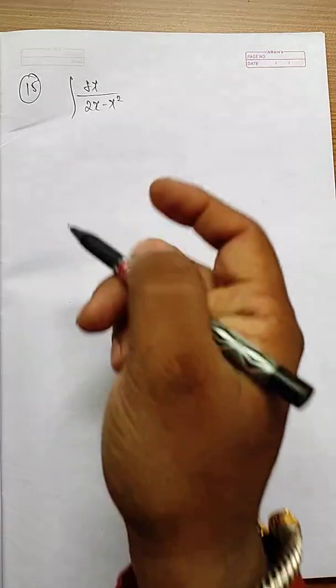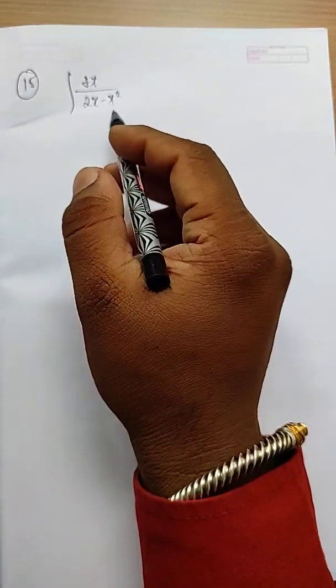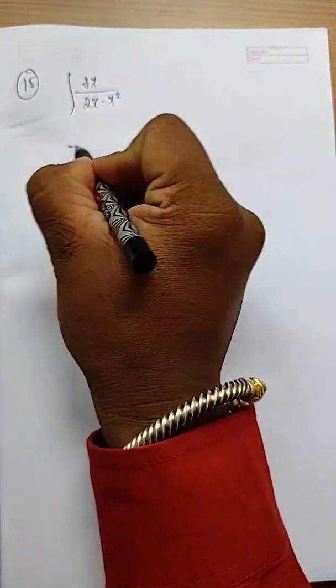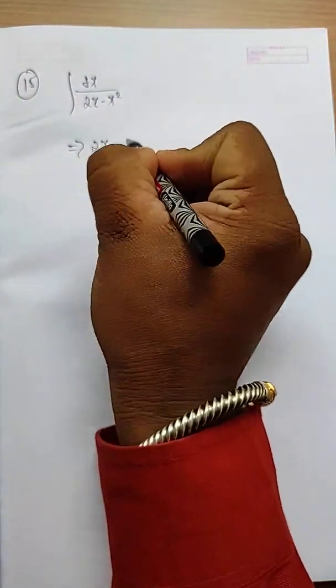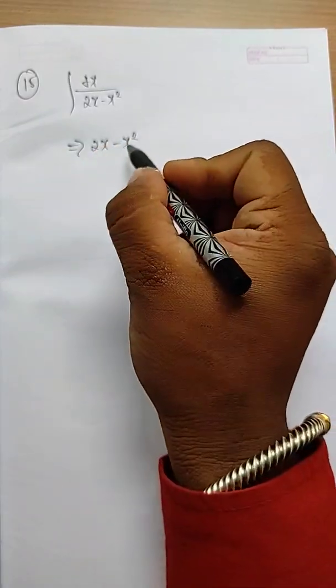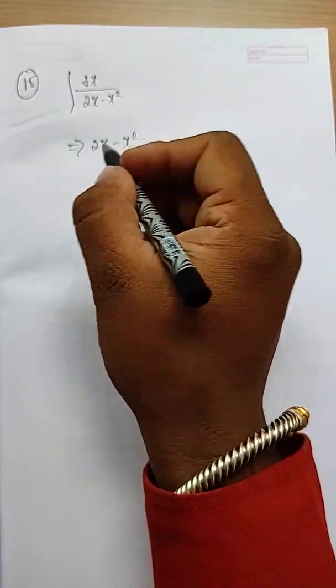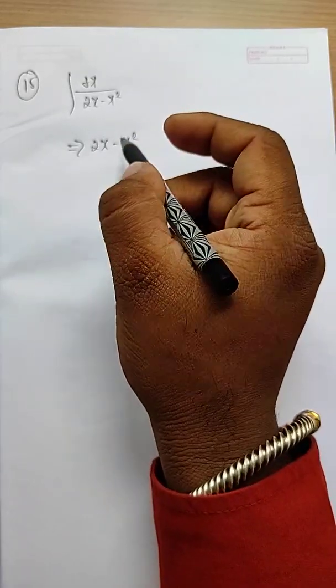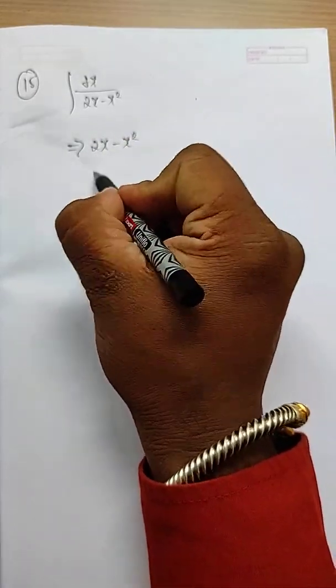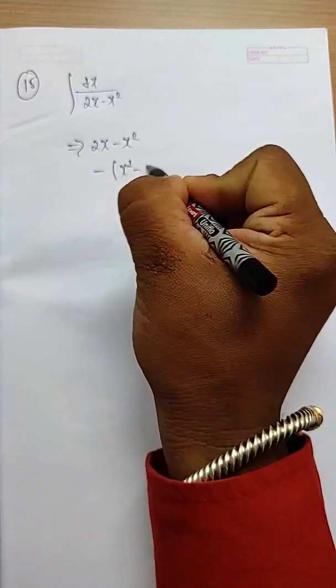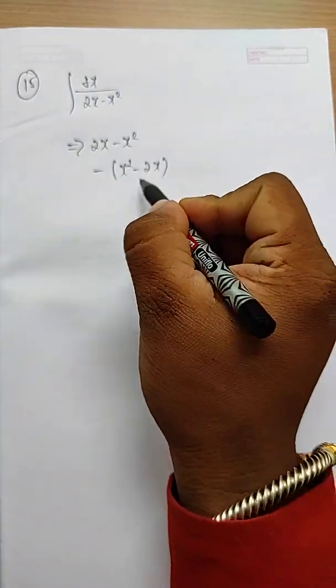Okay students, now we will go for the next problem. The integration of dx by 2x minus x square. Here take the quadratic equation, 2x minus x square. Here x square coefficient is negative. If the x square coefficient is negative, take it as a common. I am taking the minus as a common. x square minus 2x. So in the middle we have a minus.